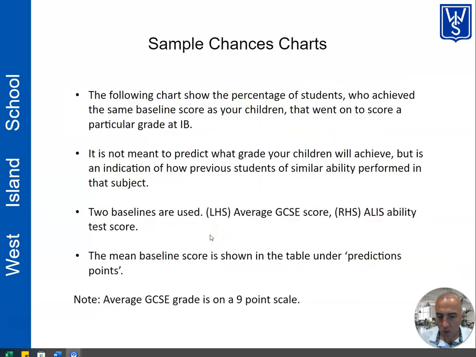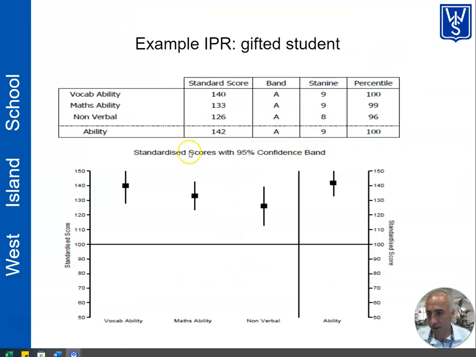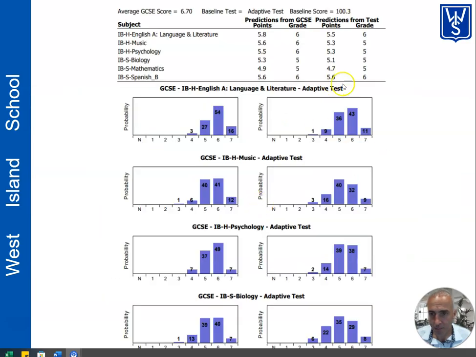Okay, so let's go on to how we're using these grades. These are the chances charts which we've sent through to you. It takes a little bit of explaining. Going back to this score here, which was the ability score, that's 142. Now, in this example, the ability, or as it calls it the baseline score, is 100. So this child is kind of the average UK student.